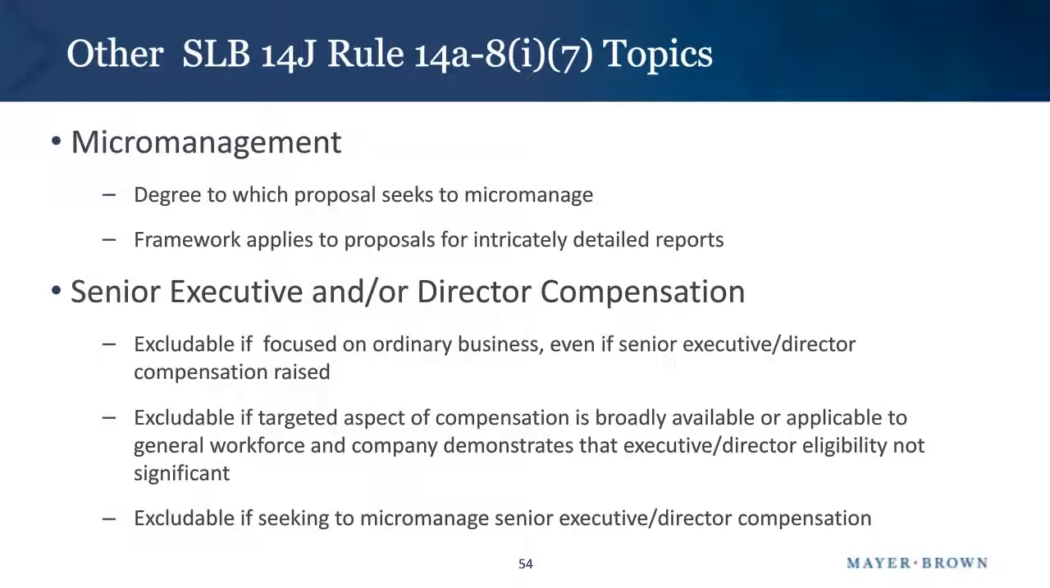SLAB 14J also addressed the scope and application of micromanagement as a basis to exclude a proposal under Rule 14a-8(i)(7), explaining that the framework of whether a proposal probes too deeply into complex matters also applies to proposals that call for a study or report. And the staff also noted that its concurrence with a micromanagement argument does not necessarily mean the subject raised by the proposal is improper for shareholder consideration. And SLAB 14J also addressed situations where proposals implicating senior executive or director compensation could be excluded as ordinary business based on the focus of the proposal, whether the particular form of compensation was generally available in the workplace, or because the proposal seeks to micromanage compensation.